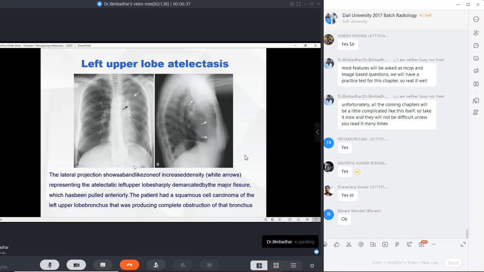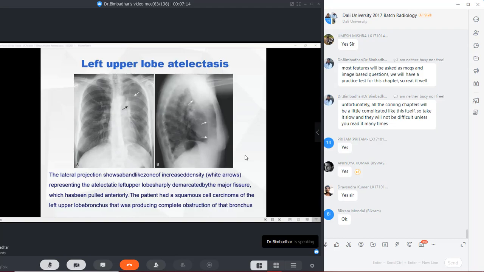And you can also see here a band-like density. The lateral projection shows a band-like increased density, and it is the one that is representing the left upper lobar atelectasis. And the left upper lobe, sharply demarcated by the major fissure, has also been pulled anteriorly. So if you can understand the logic, it is what we have just interpreted before. Here, the major fissure is actually pulled anteriorly.